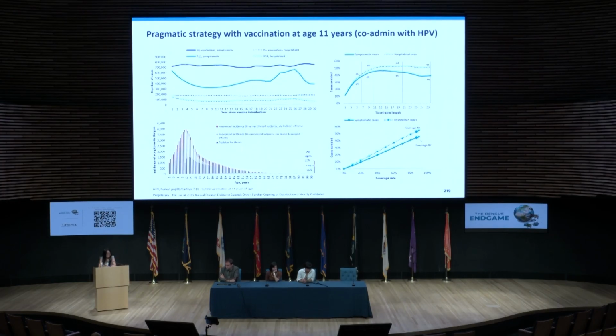Then this is the programmatic strategy, as I mentioned, if we are thinking more in terms of what's more realistic to have a higher uptake. This is vaccinating at age 11, regardless of the Thai epidemiology. It's really just to increase the uptake together with the HPV vaccine already existing in the national program. As you can see, it does have a good impact over time, especially on hospitalized dengue cases.